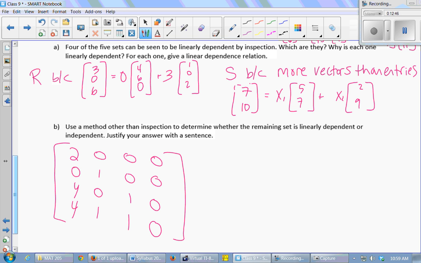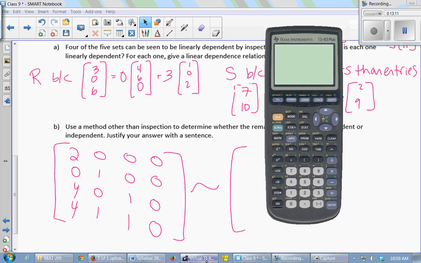So I'm setting up a homogeneous system. And if this homogeneous system has only the trivial solution, and that means what? What does it mean to have only the trivial solution? Everything equals 0. Yeah. Then the set is independent. Otherwise, there'll be a free variable and you get linearly dependent. So let's row reduce this thing. Practice it on the calculator.